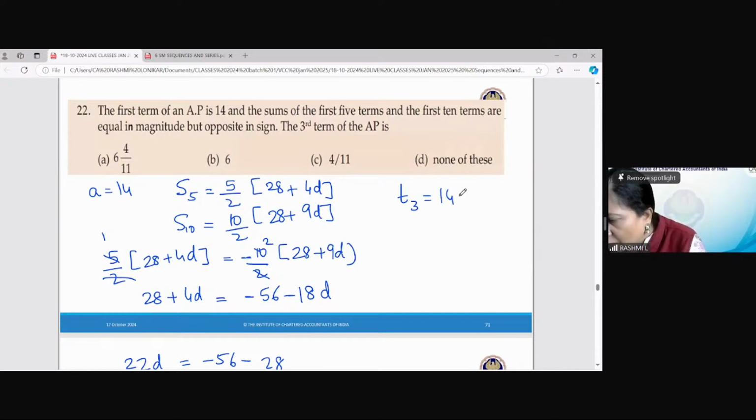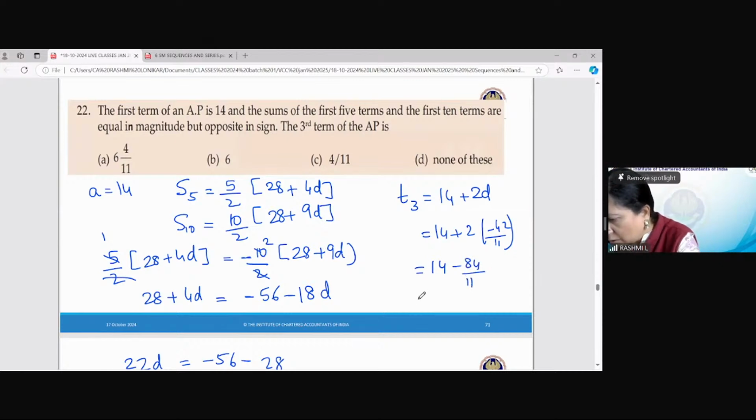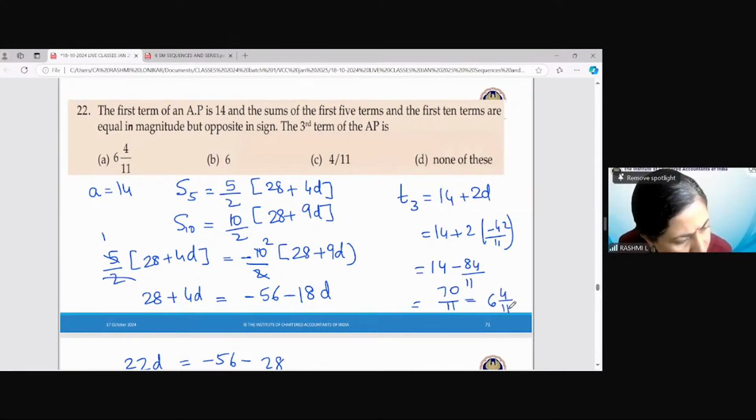T3 is equal to 14 plus 2D. 14 plus 2 into minus 42 upon 11, which is equal to 14 plus 42 into 2, 84, with a minus sign. Minus 84 upon 11. 14 into 11 is 154 minus 84, 70 upon 11. This is equal to 6, 4 by 11. A है इसका आंसर, 22nd. Yes. Okay, so A will be the answer.